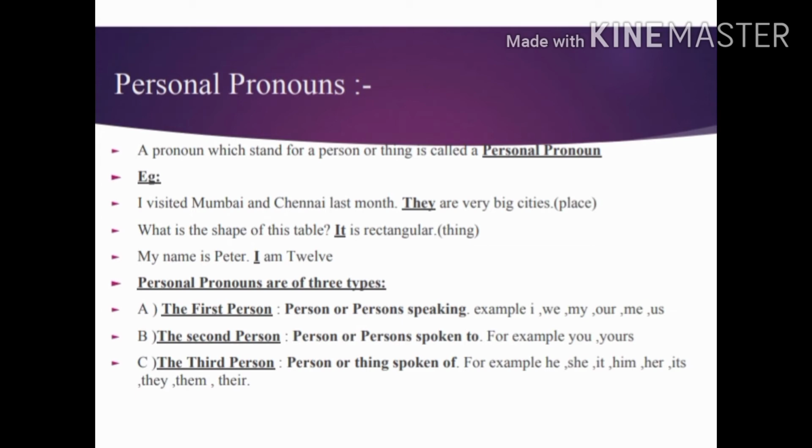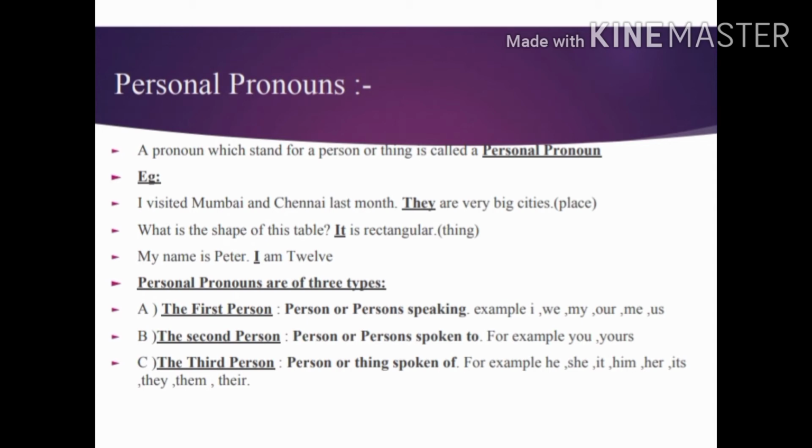The first person means the pronouns which refer to the person speaking are of the first person. For example, I, we, my, our, me, us. Now, what do you mean by second person? The pronouns which refer to the person spoken to are of the second person. For example, you or yours.